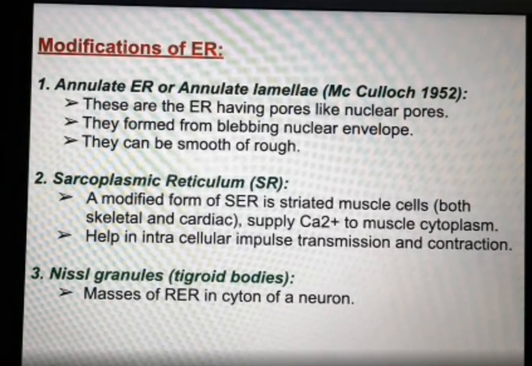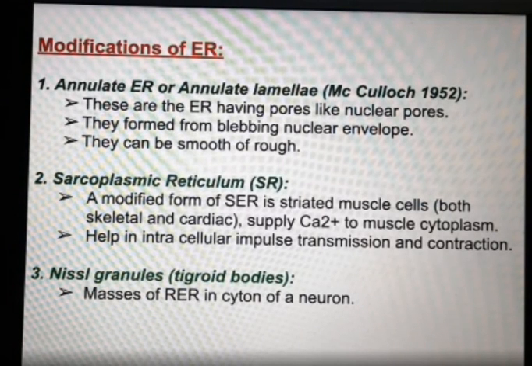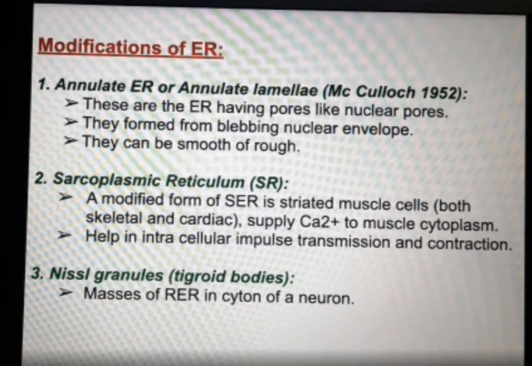Modification of the endoplasmic reticulum: annulate lamellae. This was described by Kessel in 1952. These are endoplasmic reticulum having pore-like nuclear pores. They form from the budding nuclear envelope, and they can be smooth or rough.